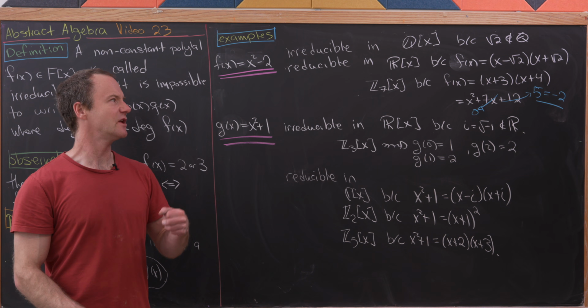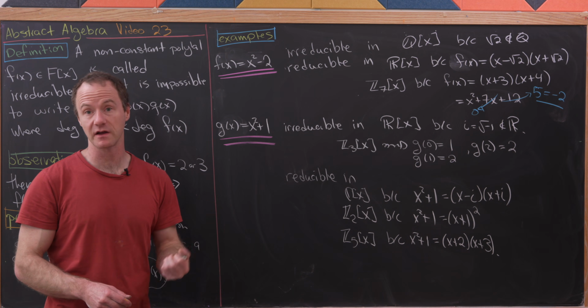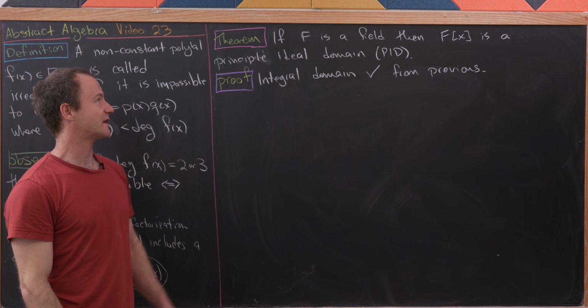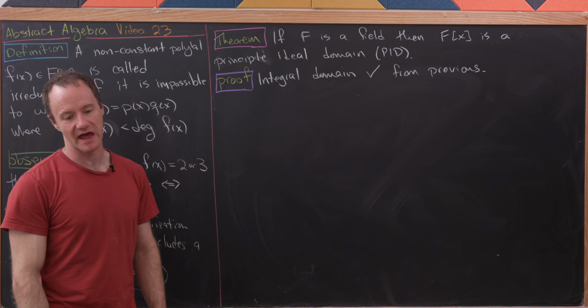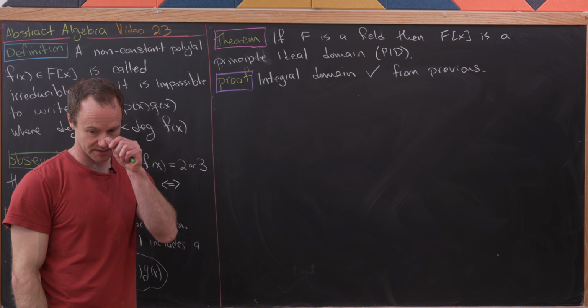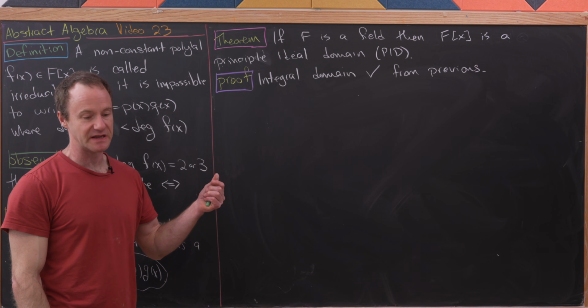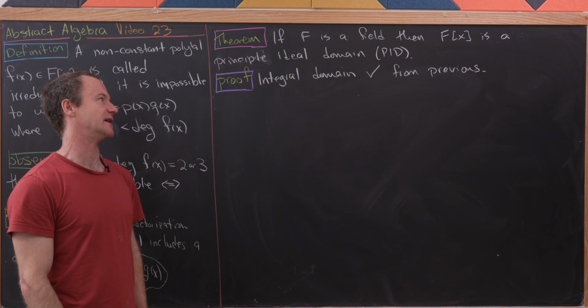Okay, so let's end with a theorem that will set up what we're going to study in the next video, and then I'll give you some warm-ups. So we'll end by showing that if F is a field, then the polynomial ring over that field, F adjoin x, is a principal ideal domain, or a PID. So that means that it must be an integral domain, and every ideal must be a principal ideal.